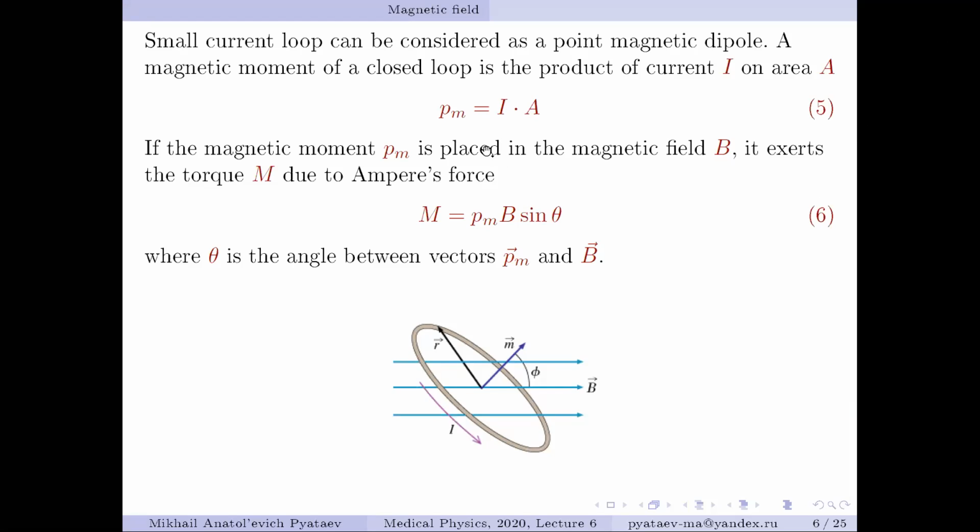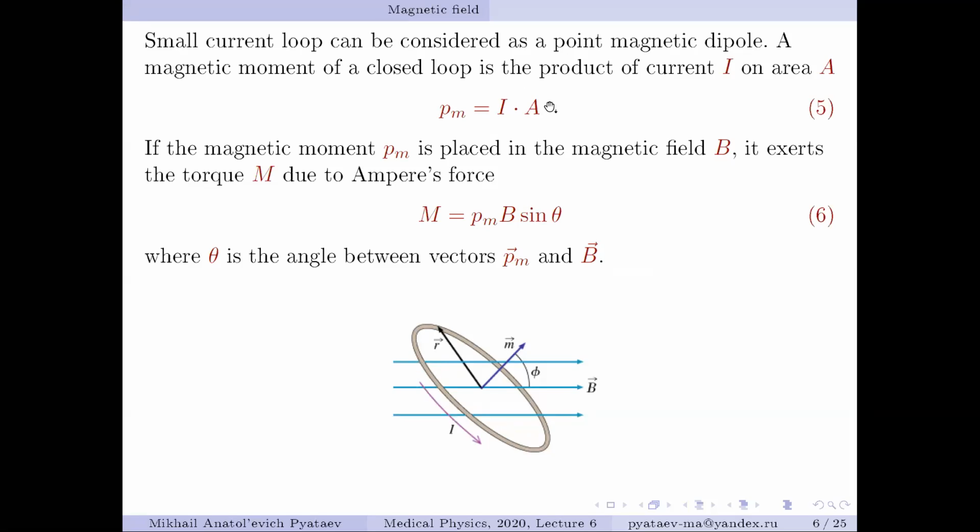If we consider a circular loop and study a magnetic field at distances much larger than the radius of the loop, then we can find that this magnetic field depends mostly on a quantity called magnetic moment Pm, which is equal to the product of current I and area of the loop A.